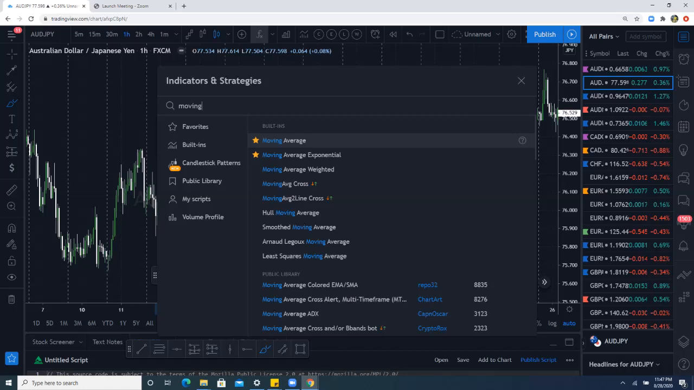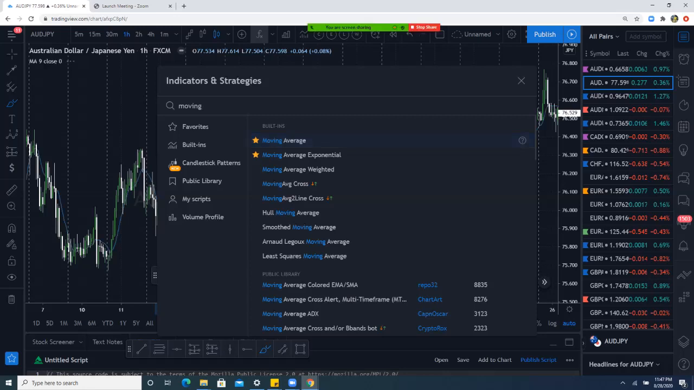An exponential moving average is going to put more emphasis on more recent price action. So say if it's a 20 period moving average, it's going to weight maybe the last 10 or the last 8 price closes a little bit more than the older price closes to give you a more reactive line.